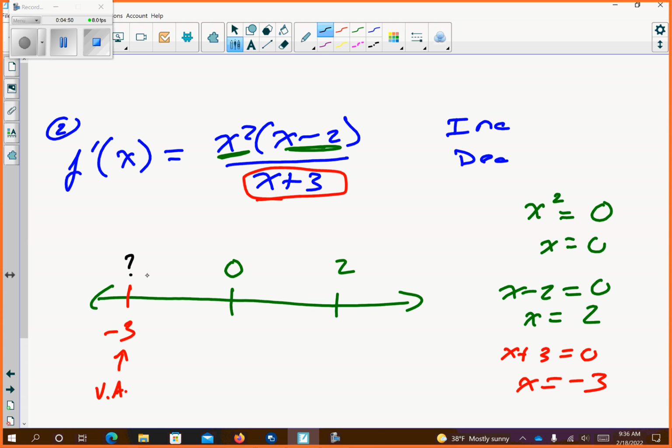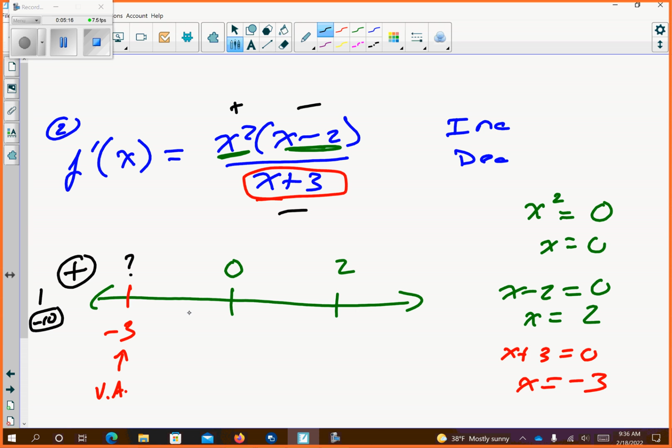So let's think of this. Let's pick a value way out here at negative 10. If I plug negative 10 in here, this would be positive. If I plug negative 10 in here, this would be negative. If I plug negative 10 in here, that'd be negative. So if I went positive times negative, I would get negative. Negative divided by negative is positive. So over on this side, it's positive.